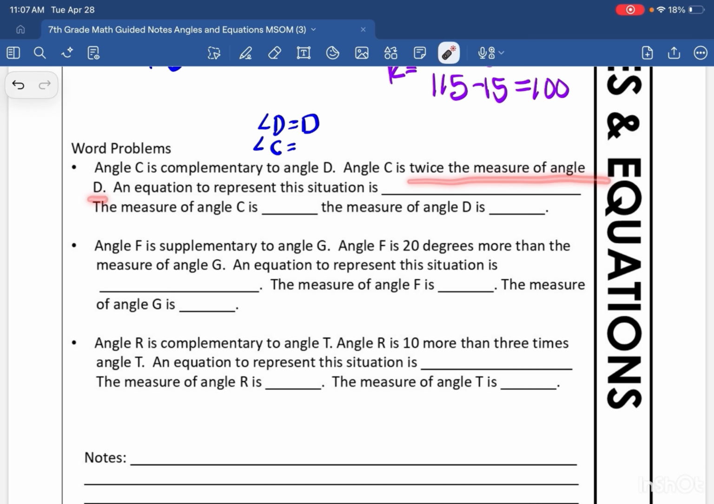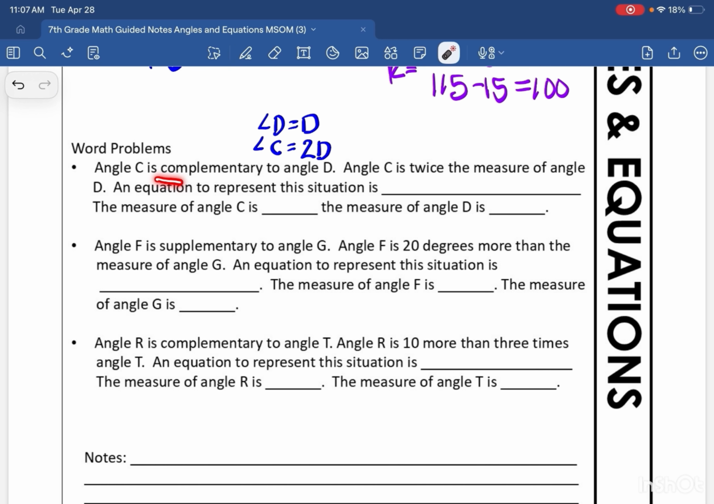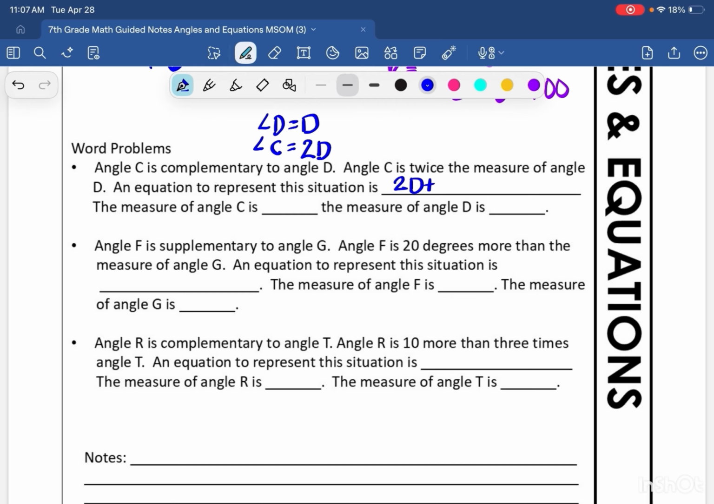That makes it simple. Angle C, it says it's twice the measure of angle D. So how could I represent that? Well, I'm going to write twice the measure of angle D, so 2 times whatever D is. And now I need to write an equation. Well, it tells me that they are complementary, so I know that they equal 90 degrees. So angle C, which is 2D, plus angle D has to equal 90 degrees. Simplifying that, well, I get 2D plus D is 3D, right? Divide each side by 3, so I get D equals 30. I know D is 30 degrees.